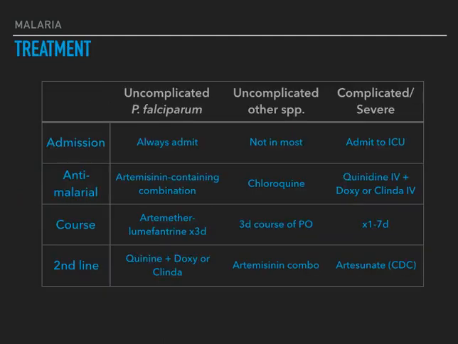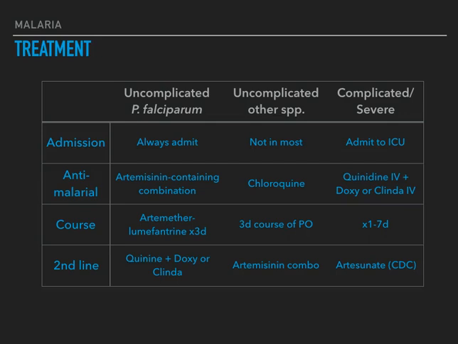This is a table that I distilled down from a much larger table in Tintinalli, but I think it highlights the key features here. And so a good way to break it down is: is this an uncomplicated falciparum infection? Is this an uncomplicated infection with a different species? Or is this a complicated or severe infection? And if it's falciparum, they always need to be admitted because the risk of moving on to a severe infection is quite high. Obviously, if it's a complicated or severe infection, they need to be in the ICU because these patients can be quite sick. But most other uncomplicated malarial infections can be managed as an outpatient with good follow-up.